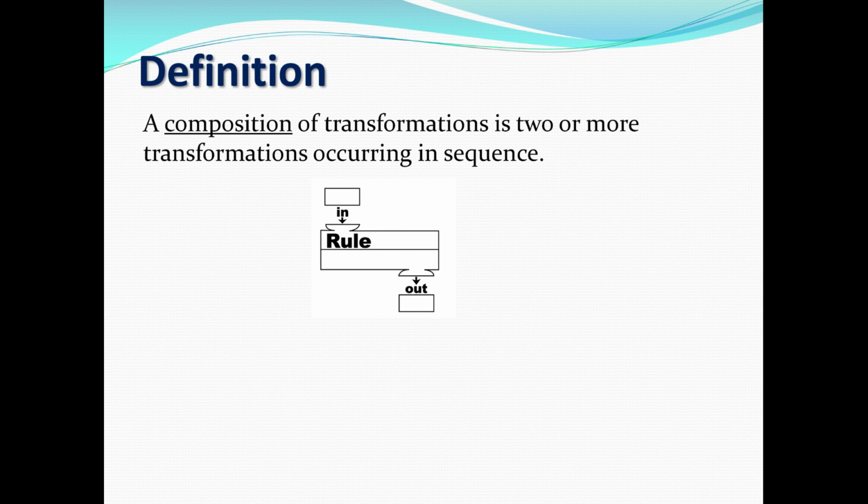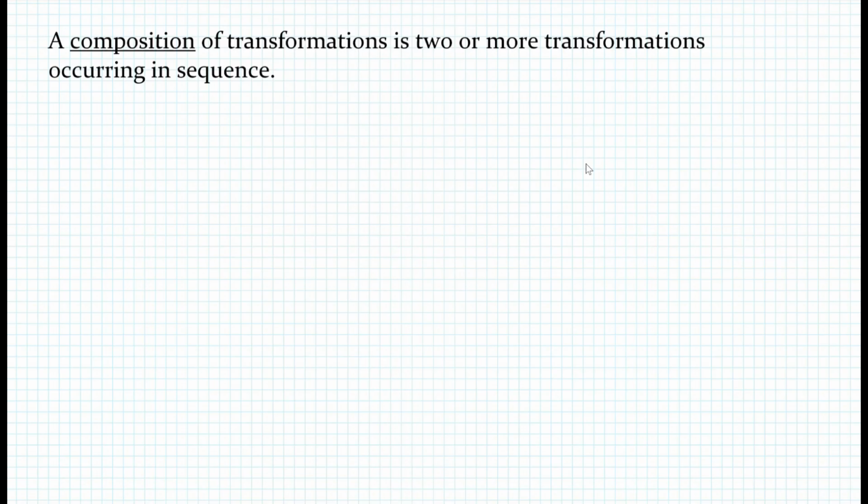Now you take those points from the output and input them into another machine, another rule, which is the reflection over the y-axis, and the output will be A double prime, B double prime, and C double prime. And that is actually called a composition of transformations.